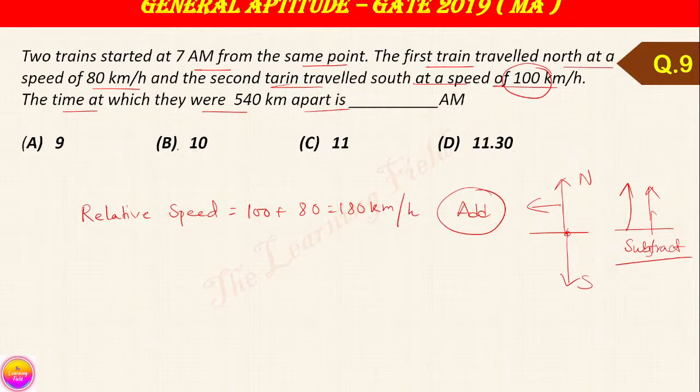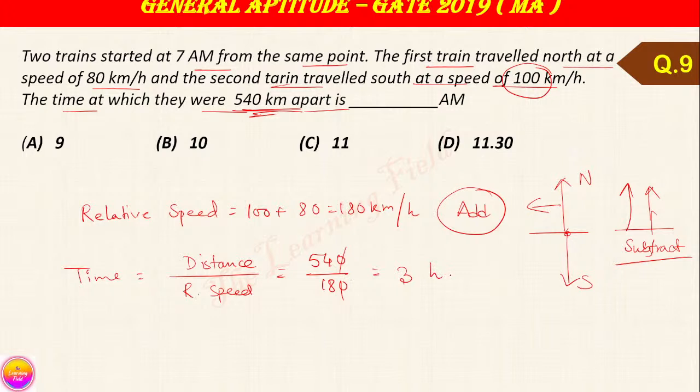Okay, now we have to find the time. So required time equals distance covered by the trains divided by the speed, or relative speed here. Okay, so the distance covered by them: we have to find the time in which they are 540 km apart. So the distance here is 540 divided by 180. So this is equal to clearly what? This is equal to 3. Therefore 3 hours is the time taken. Okay, the time taken is 3 hours.